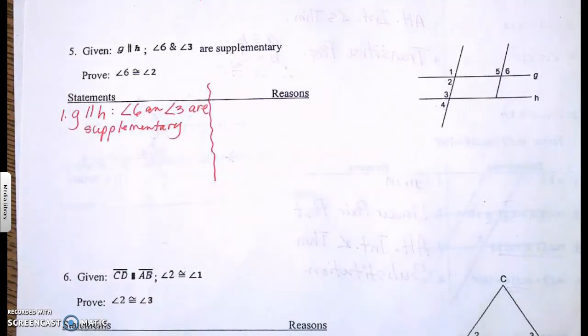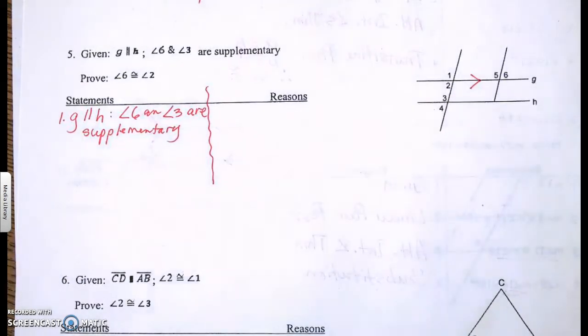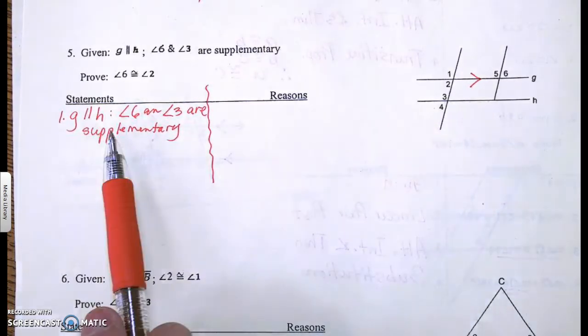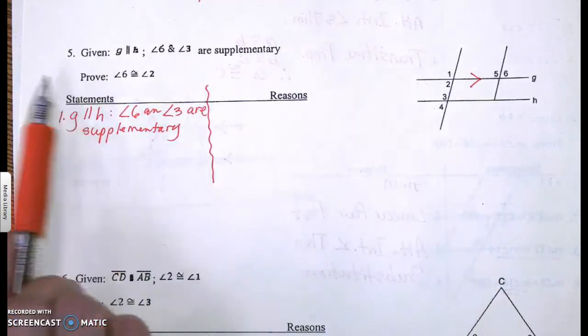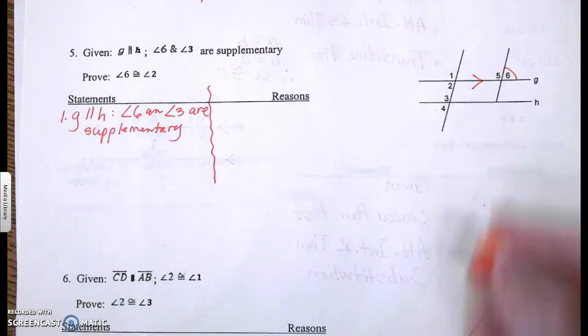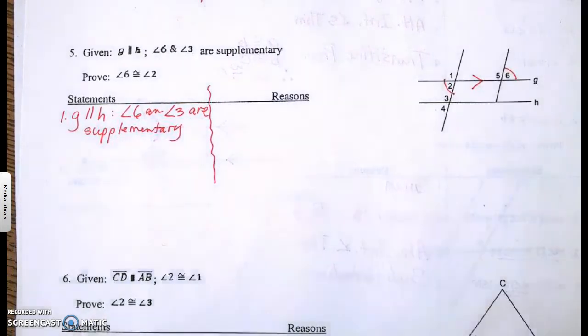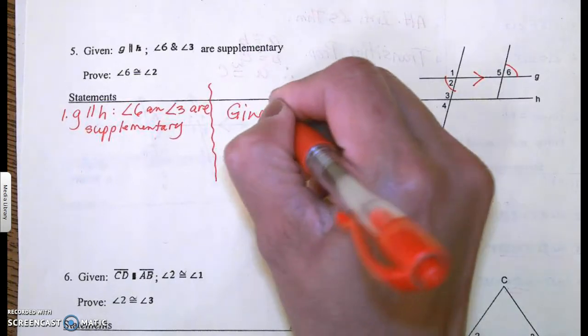So let's proceed to our example number 5. Given that line G is parallel to line H and that angle 6 and 3 are supplementary, all I will have to do first is to write them down here. We need to prove that angle 6 is going to be congruent to angle 2. Okay? So, this is now for the reason of given.